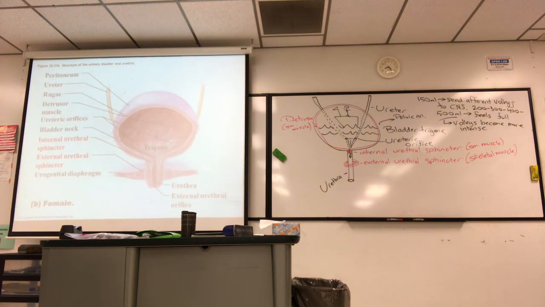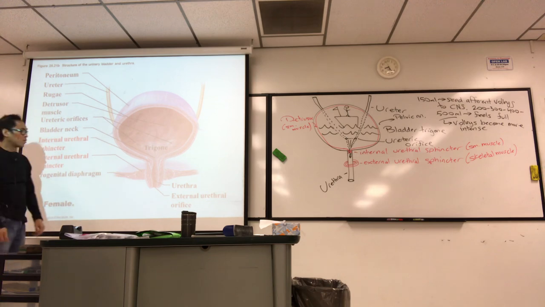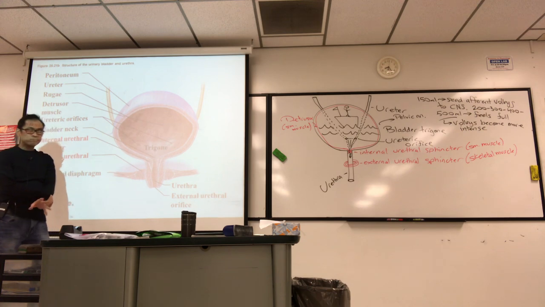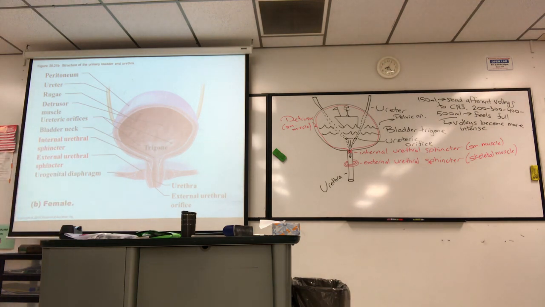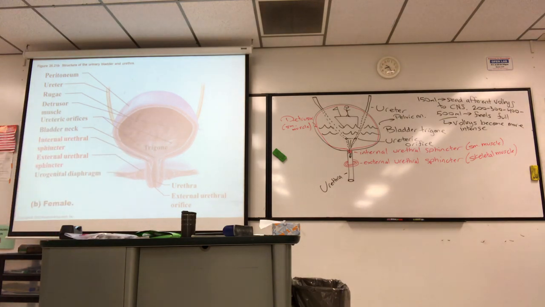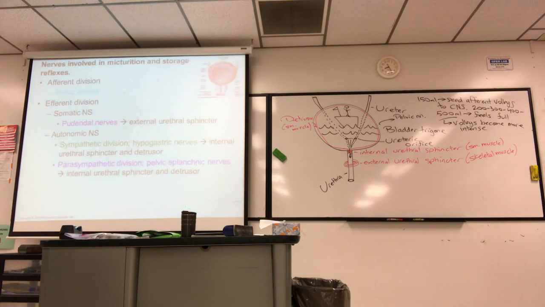But first I want to show you at least a female bladder and urethra. And the difference is the urethra is about 2 to 3 inches in a female, about 8 inches in a male. The shorter length of the urethra makes UTIs, bladder infections, urinary tract infections more common in females, simply because the bacteria have a shorter distance to travel to make it up there. However, in both male and female, the bladder reflexes, storage and voiding, are the same.